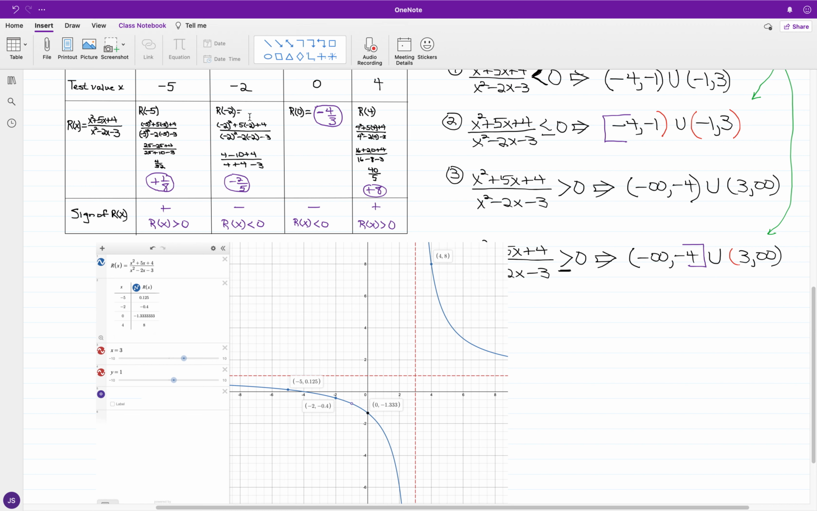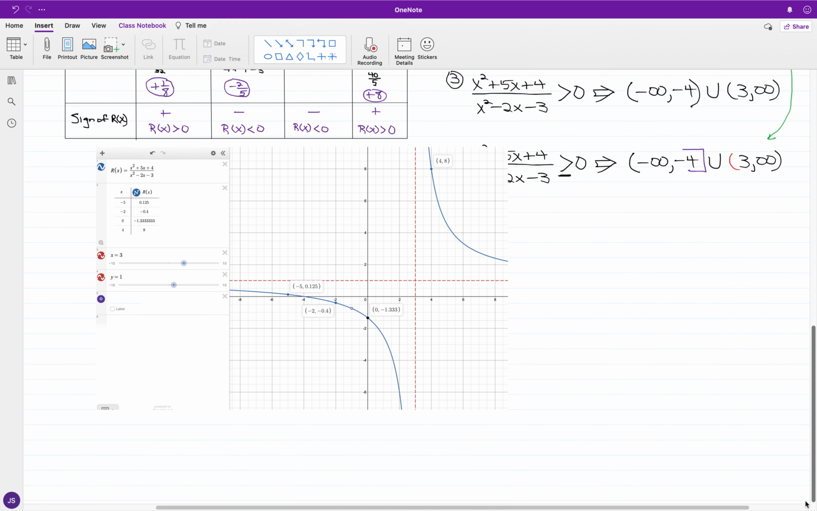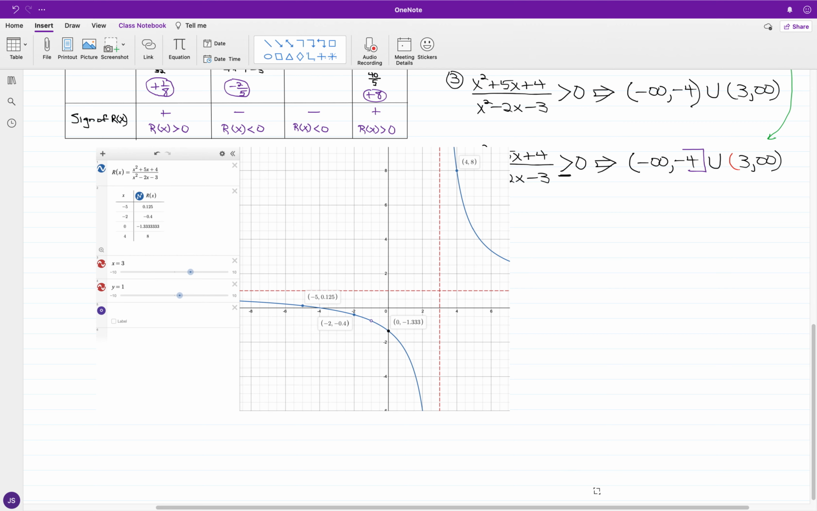And when x is -2, the corresponding rational expression value was -2/5, so that's -0.4. And with x at 0, you got -4/3 or -1 1/3. And then with x at 4, the rational expression is equal to 8. And just what I'll do here is I will enlarge the view.